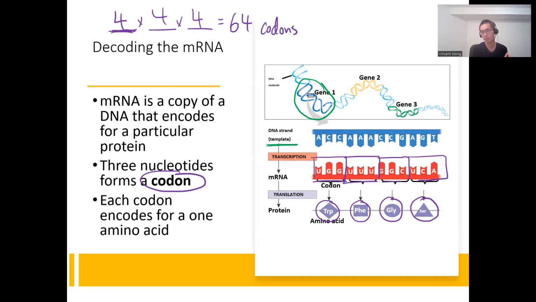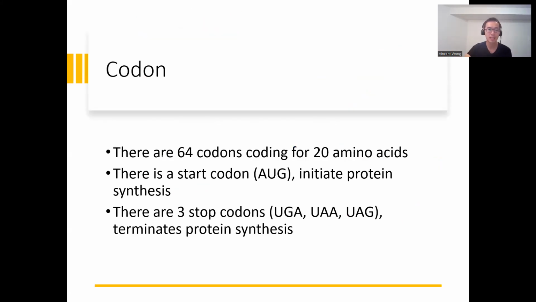64 different combinations. But how many amino acids do we have? Only 20 amino acids, right? So that means we have more codons than we have amino acids. So some of the codes are actually repetitive. They are redundant. You can have more than one code for an amino acid. I'll show you what that means. So like I said, 64 codons coding 20 amino acids.